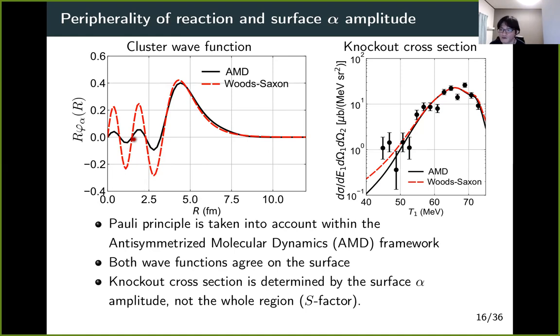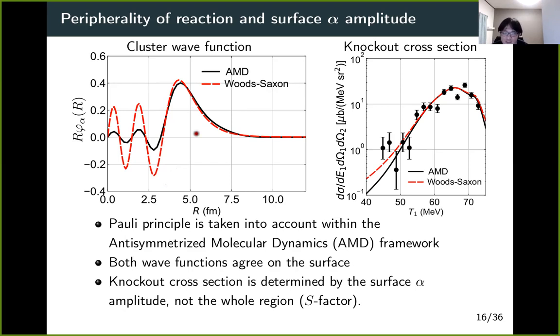So an alpha particle cannot exist in the very center of the nucleus, but such an effect cannot be treated by solving the Woods-Saxon binding problem. So the difference comes from the inner part. The spectroscopic factor differs because of this part. But the important thing is that the alpha knockout reaction is very peripheral. It takes place only on the surface because of the absorption of the alpha optical potential or alpha scattering wave.